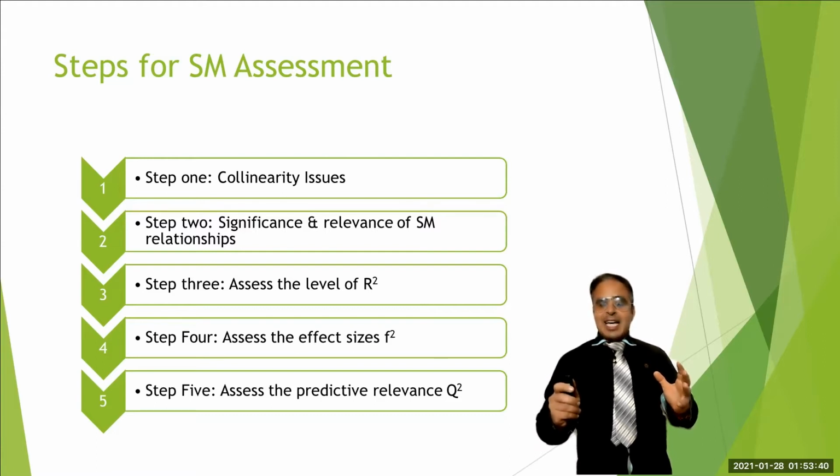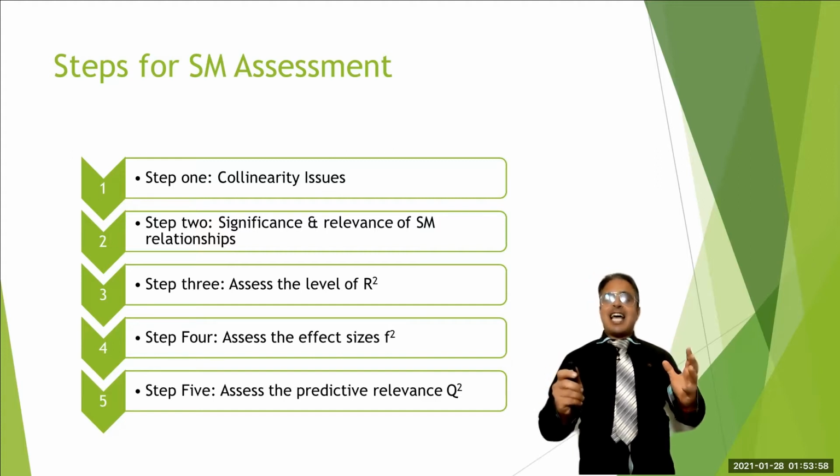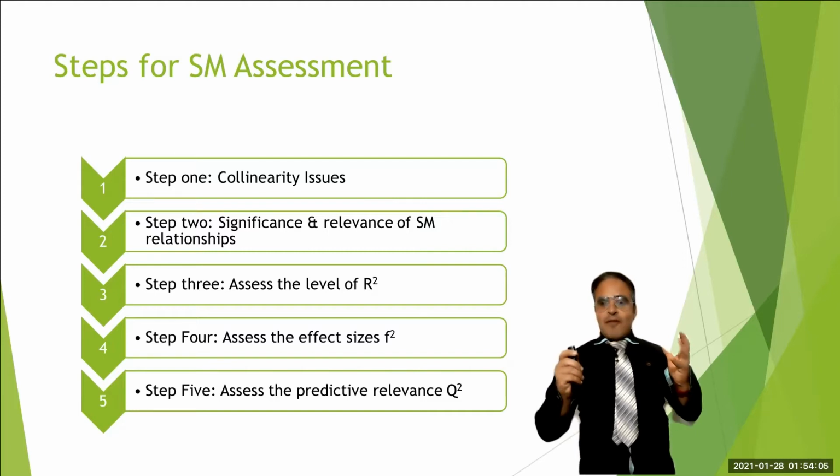Step number 2, we assess the significance and the relevance of the structural model relationships. We check the relationships between the model variables, exogenous variables and endogenous variables. We check how those relationships interact, and through checking those relationships, we can understand the results of our study in terms of hypothesis testing, etc.